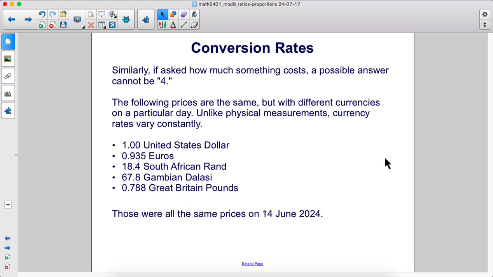In fact, those are all describing the height of the same person, just with different units of measure. Similarly, if asked how much something costs, a possible answer cannot be 4. The following prices are the same, but with different currencies on a particular day. Unlike physical measurements, currency rates vary constantly. 1 United States dollar is equal to 0.935 euros, 18.4 South African rand, 67.8 Gambian dalasi, and 0.788 Great Britain pounds. Those were all the same prices on the 14th of June, 2024.